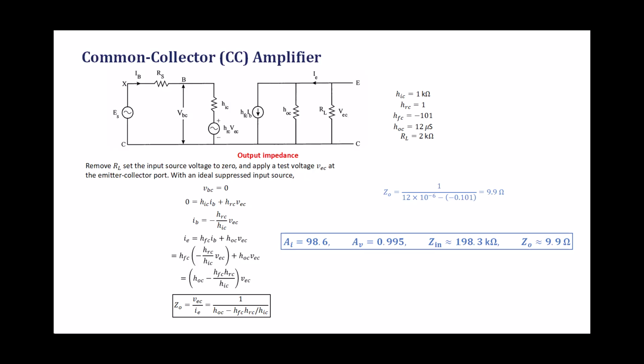To do this, we remove RL, set the input source voltage to 0 and apply a test voltage VEC at the emitter collector port. With the input source suppressed, VBC equals 0. So our first H parameter equation becomes 0 equals HIC IB plus HRC VEC, which we can solve for IB. IB equals negative HRC over HIC times VEC.